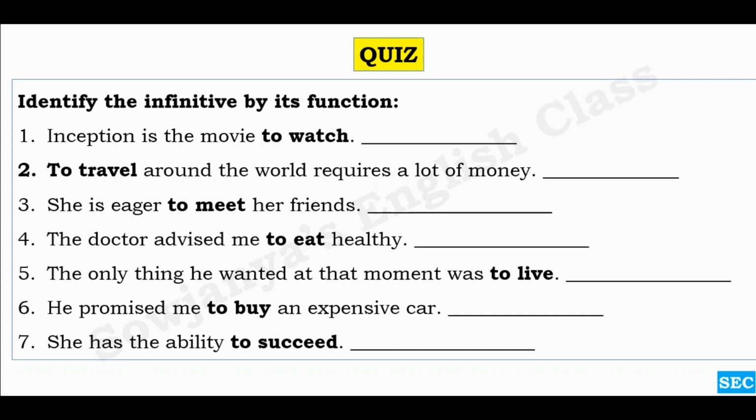Just go through these sentences. There are no fill in the blanks as such. I have given the infinitives as well over here in these sentences. I just want you to understand the function of infinitive in a sentence. What is it doing in the sentence? If you understand what it is doing in the sentence, then you will never go wrong with its usage.